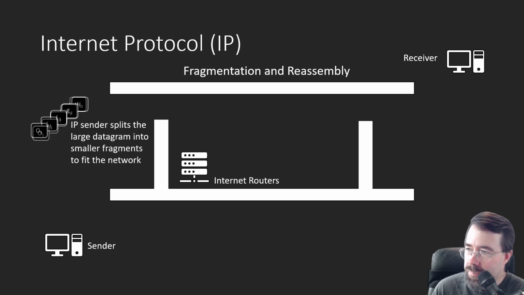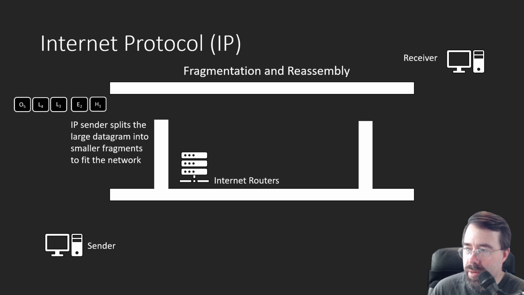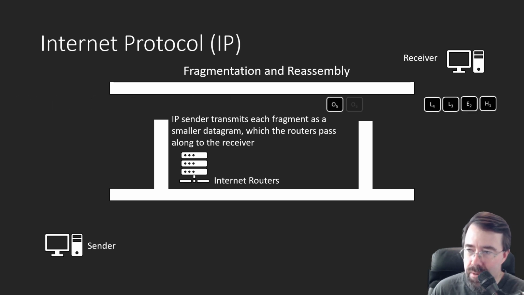So what we're going to do on the sender end, and IP supports this, is split up a datagram into smaller fragments that will each fit the network. Then transport them individually across the network so that they fit along the way.